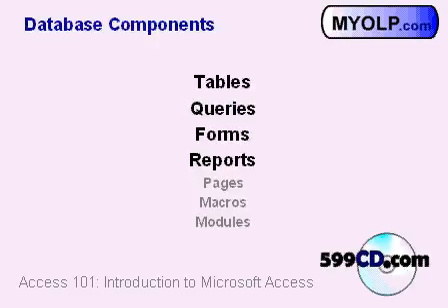Database components. Now, Microsoft Access specifically has 7 different major database components: tables, queries, forms, reports, pages, macros, and modules. Now, the first 4 we're going to work with today: tables, queries, forms, and reports. And we'll talk more about them in just a minute. The other 3, pages, macros, and modules, are a little more advanced, and we're going to save those for a future class.